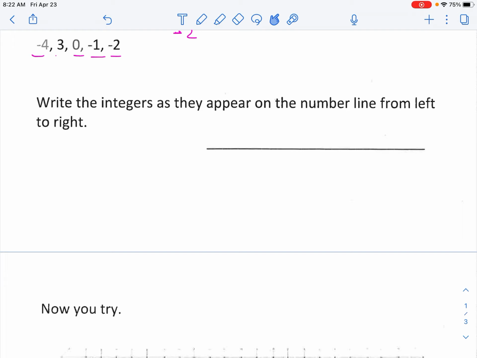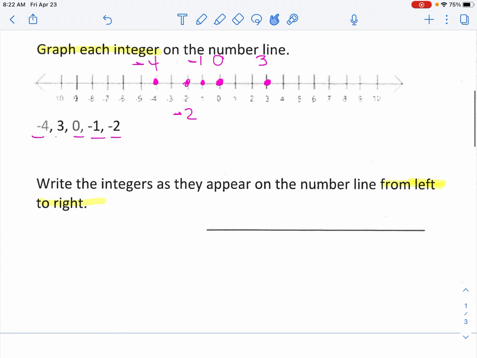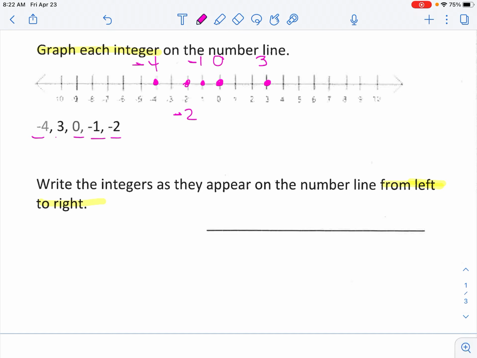Write the integers as they appear on the number line from left to right. That means we're ordering from least to greatest. I'm going to start over here, and that's going to be -4 is less than, and I keep moving to the right down the number line, -2. Keep moving down my number line. The next integer I see is -1 is less than 0 is less than 3.